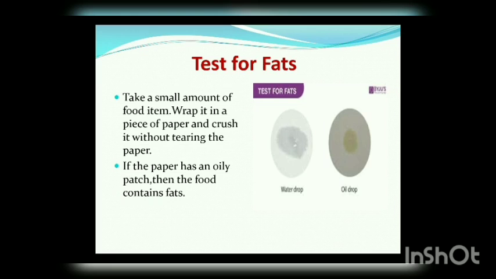The oily patch on the paper shows that the food item contains fat in it, and this way we can identify whether the food item contains fat or not.